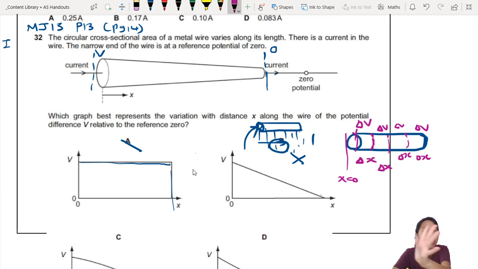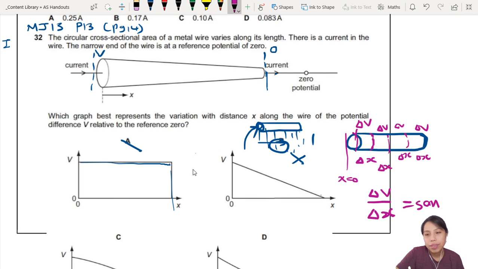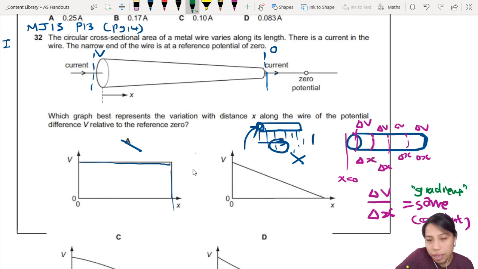So throughout this entire uniform metal wire, your ratio, the change in potential over the change in that tiny length, is the same. Constant. Now, where have we seen this before? Change in something over change in something. Oh, it's a gradient. So this is also known as the gradient. The gradient here is constant, decreasing, going down. Okay, the gradient is constant, so you have this straight line.